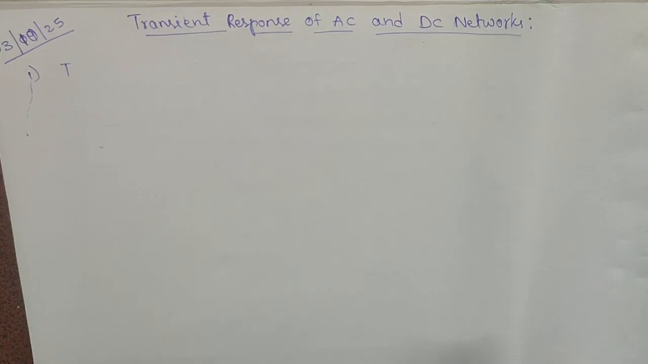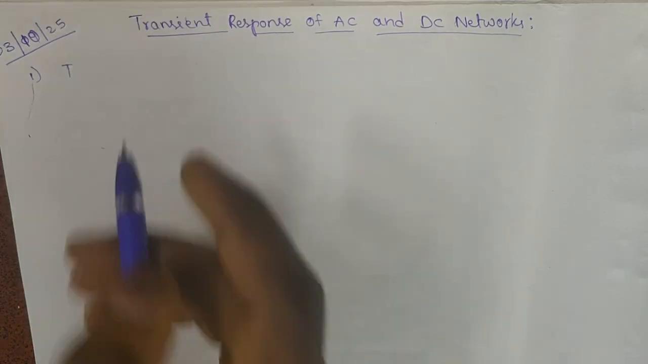First of all, what is a transient response? Transient response describes how an AC or DC circuit's parameters like voltage or current change when a sudden input is applied. You can write that definition here.